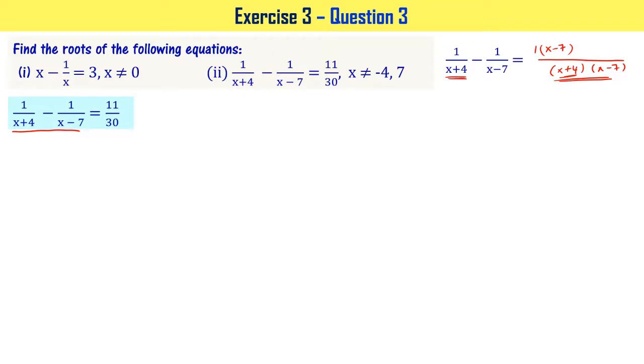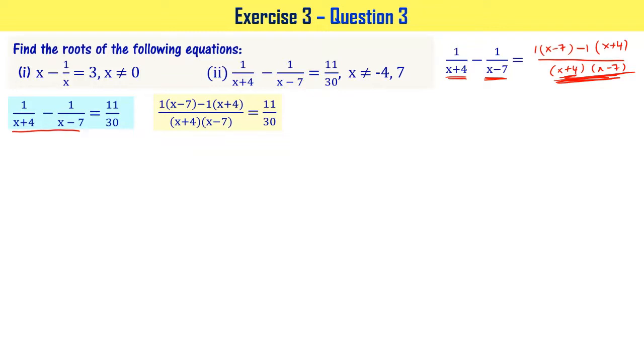Now you have x minus 7 here, and here you have (x plus 4) times (x minus 7). Now let me write this minus 1 as is in the numerator, and when you divide this part with x minus 7, what you have is x plus 4, right? What you have now is 1 times (x minus 7) minus 1 times (x plus 4) divided by (x plus 4) times (x minus 7). Let's write that. That is equal to 11 by 30.